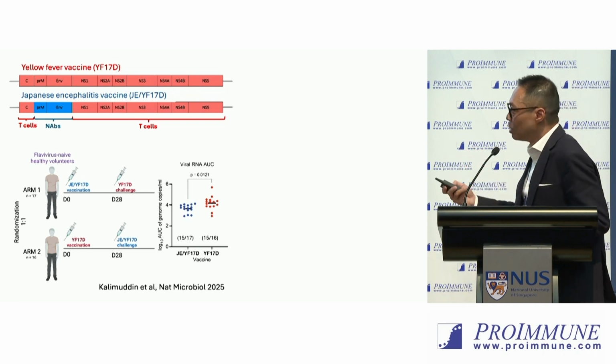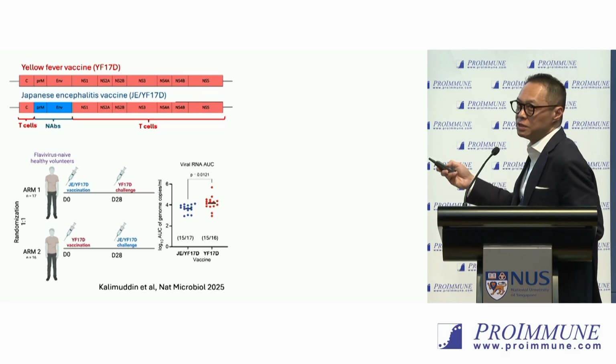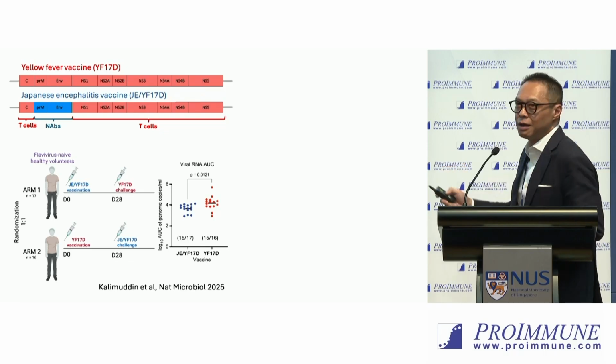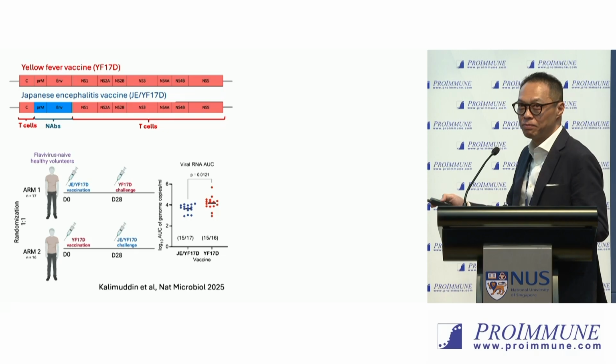Japanese encephalitis is also a related virus, but in this case, the vaccine makes use of the backbone of yellow fever 17D. We just splice in the PRM and envelope and replace those of yellow fever. So essentially, the T cells from one vaccine to another would be identical. It's the antibodies that will differ.